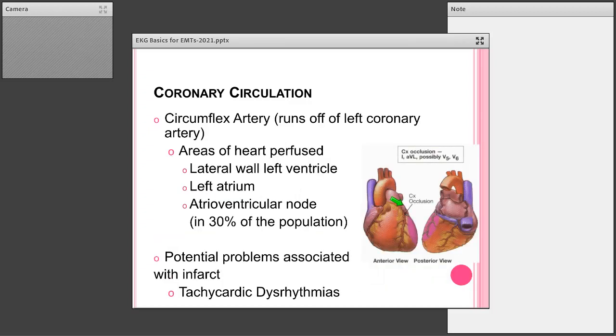The circumflex artery that goes around the back of the heart branches off the left coronary artery where the LAD also branches off. It feeds the outside wall of the left ventricle, the left atrium, and then the AV node in about 30% of the population. And these issues can be some tachy dysrhythmias, so we tend to have a faster heart rate in people who have a circumflex occlusion. So this would be lead 1, AVL, maybe V5 and V6.